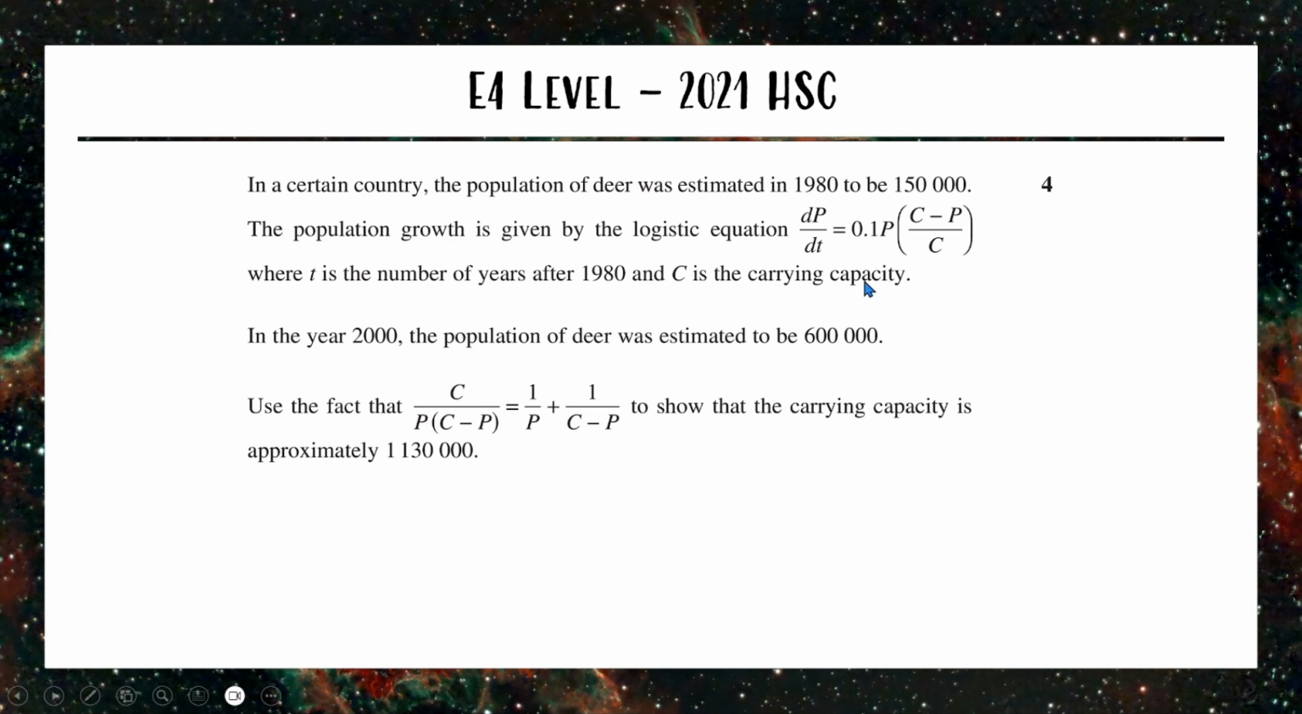C is the carrying capacity. Now, carrying capacity is the maximum amount that a population can grow to. In the year 2000, the population was estimated to be 600,000. Using this fact, which is going to be a useful bit of algebra, show that the carrying capacity is around 1,130,000.